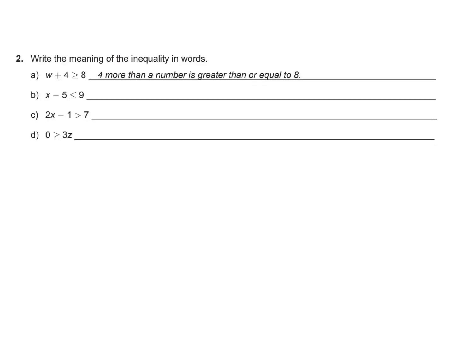Okay, here we're going the other direction. So we're changing this into words. So here I see X minus 5 is less than or equal to 9. That's also saying 5 less than a number. I'm just going to say X, okay, is less than or equal to 9. So you're trying to translate C and D from math into English.